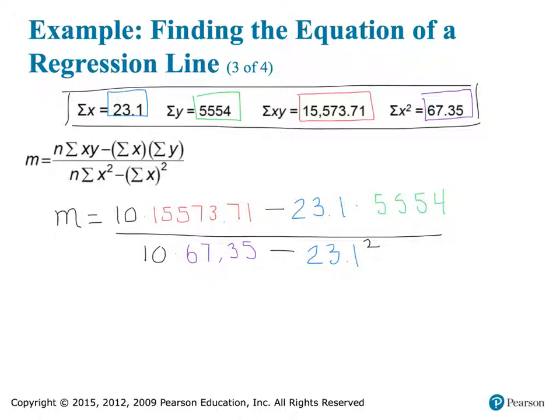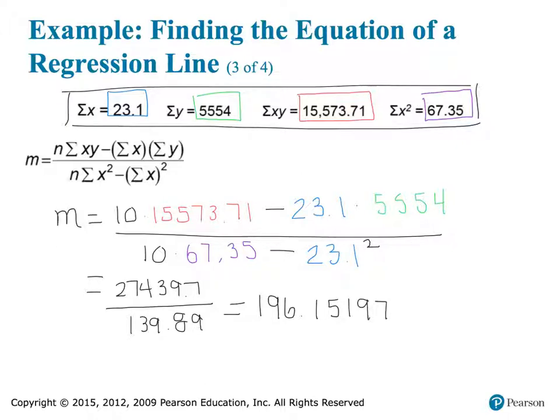Okay? Now, if you do this with me on your calculator to verify you are entering it correctly, you should get a numerator equal to 27,439.7, and you should get a denominator equal to 139.89. So then when you divide that numerator by that denominator, you should get a slope equal to 196.151977. That's the slope of our line.